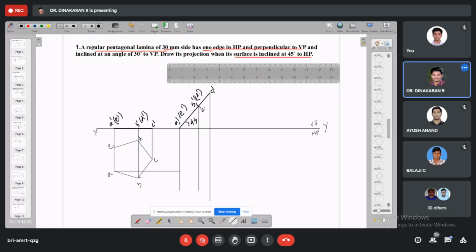A1, B1, C1 and E1, and mark the points of A1, B1, C1, D1 and E1. Then finally connect all the points. Okay.